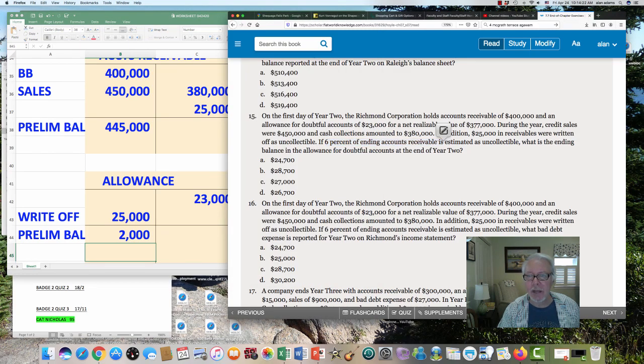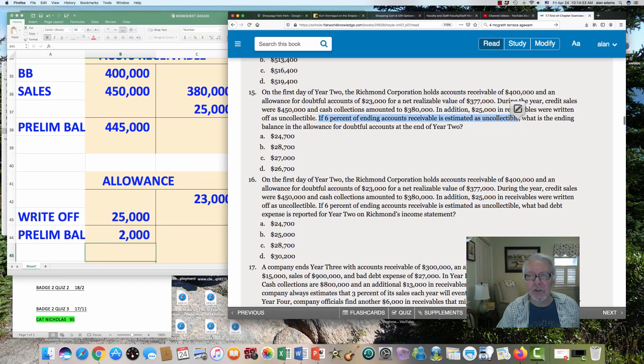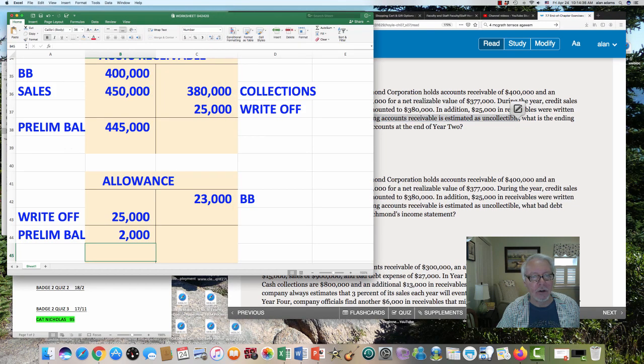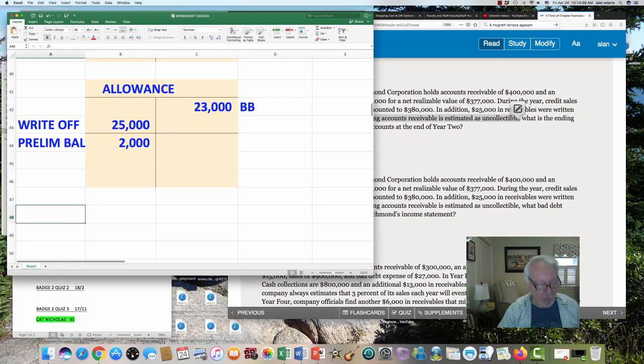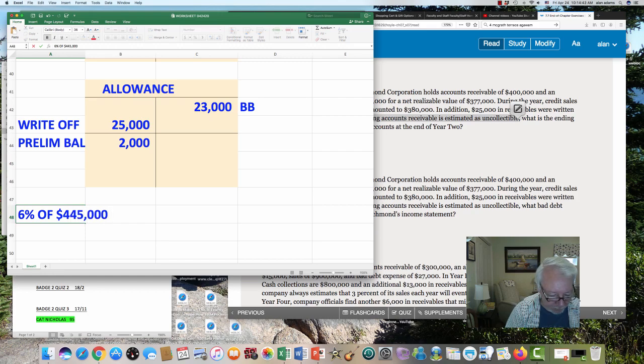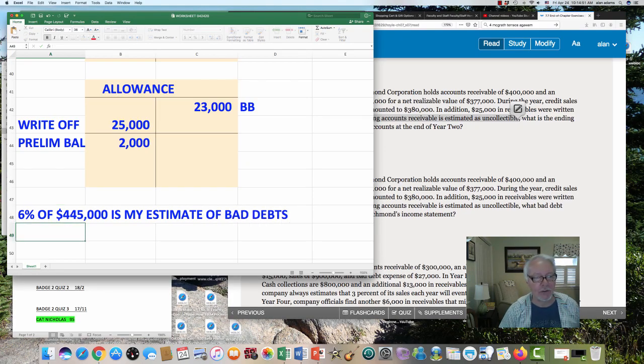Now I selected a problem that used the better of the two methods, the percentage of receivables method. Okay, so I'm going to say 6% of receivables have to be estimated as uncollectible. Let's do that math down here. Okay, 6% of 445,000 is my estimate of bad debts, uncollectible accounts. It means the same thing. 445,000 times 6% is 26,700.